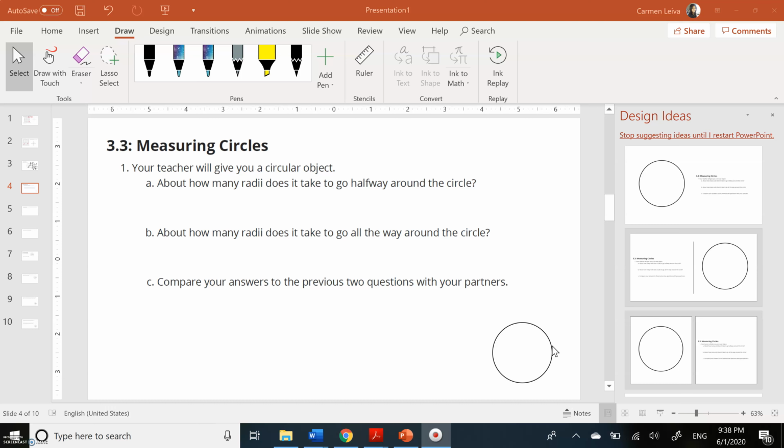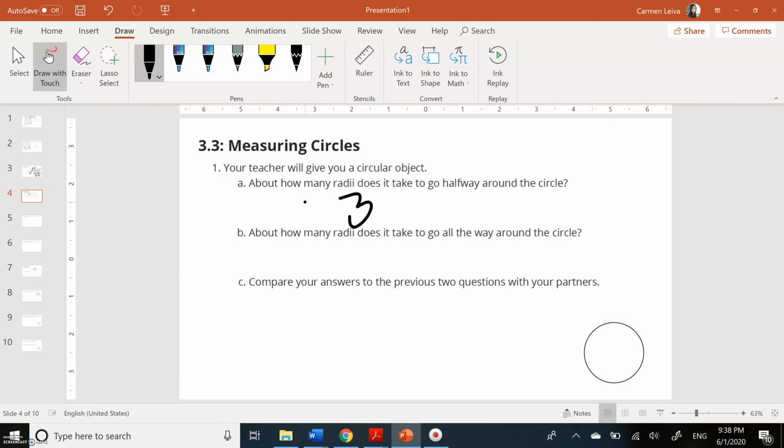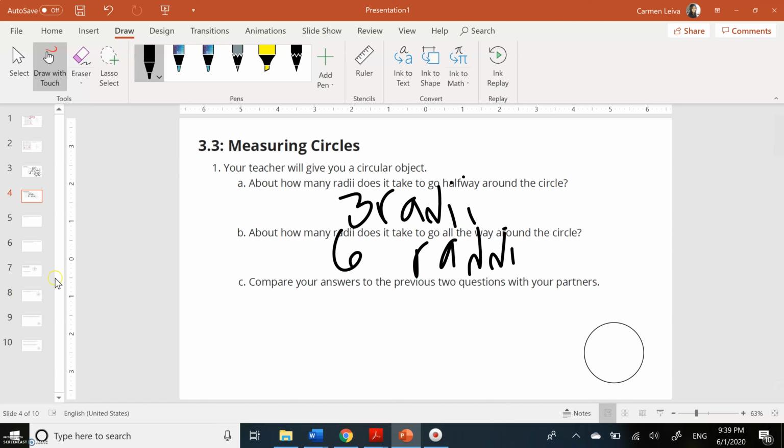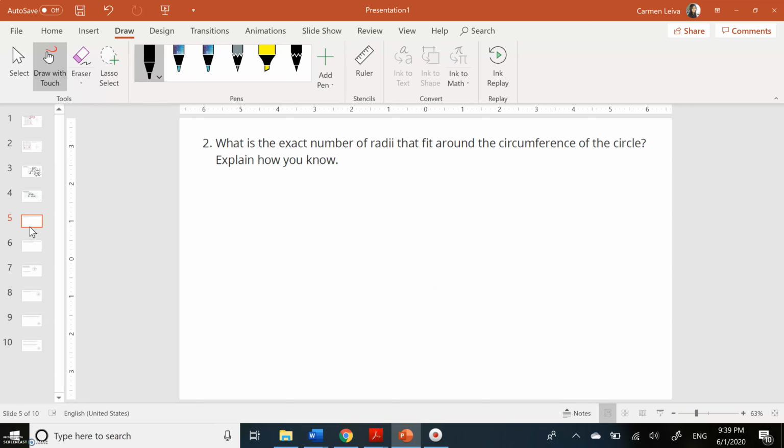How many times would it take to go around the circle, a full revolution? If you say around 6 or less than 6, maybe 5 something, you're right. So here maybe about 3 radii. Here, about 6 radii, if you want to answer something. Okay, and that's it for that question.